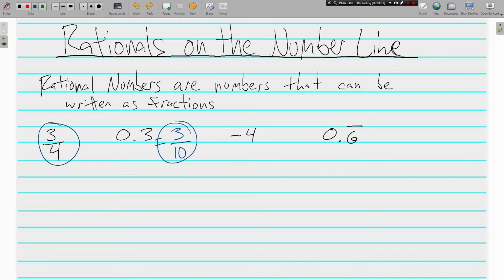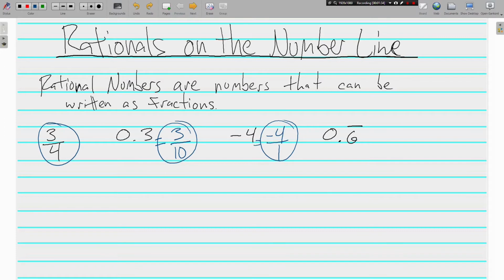How about -4? Anytime you take a number and divide it by 1, you get the same thing. Anything divided by 1 is that number. So even -4 is rational. It can be written as a fraction just by putting it over 1.